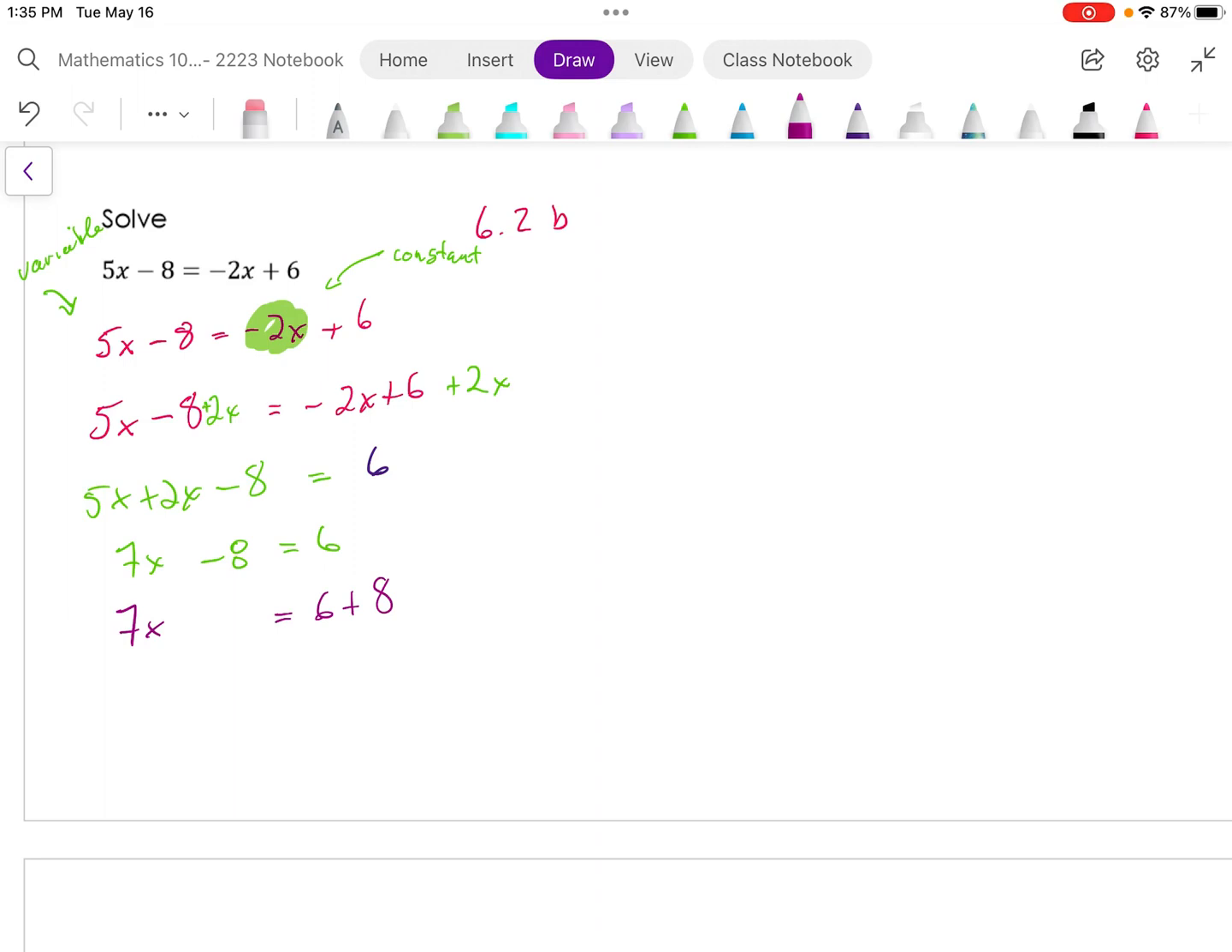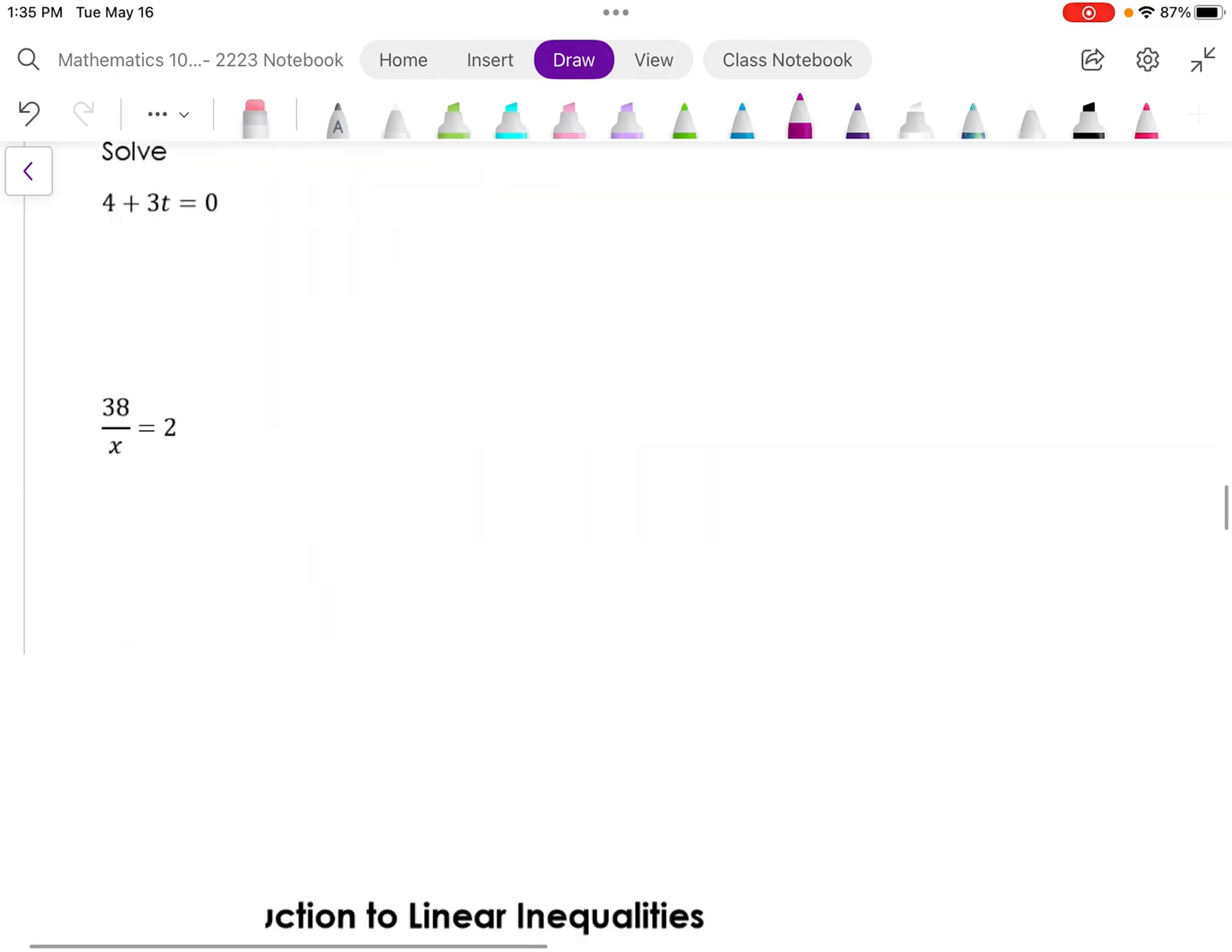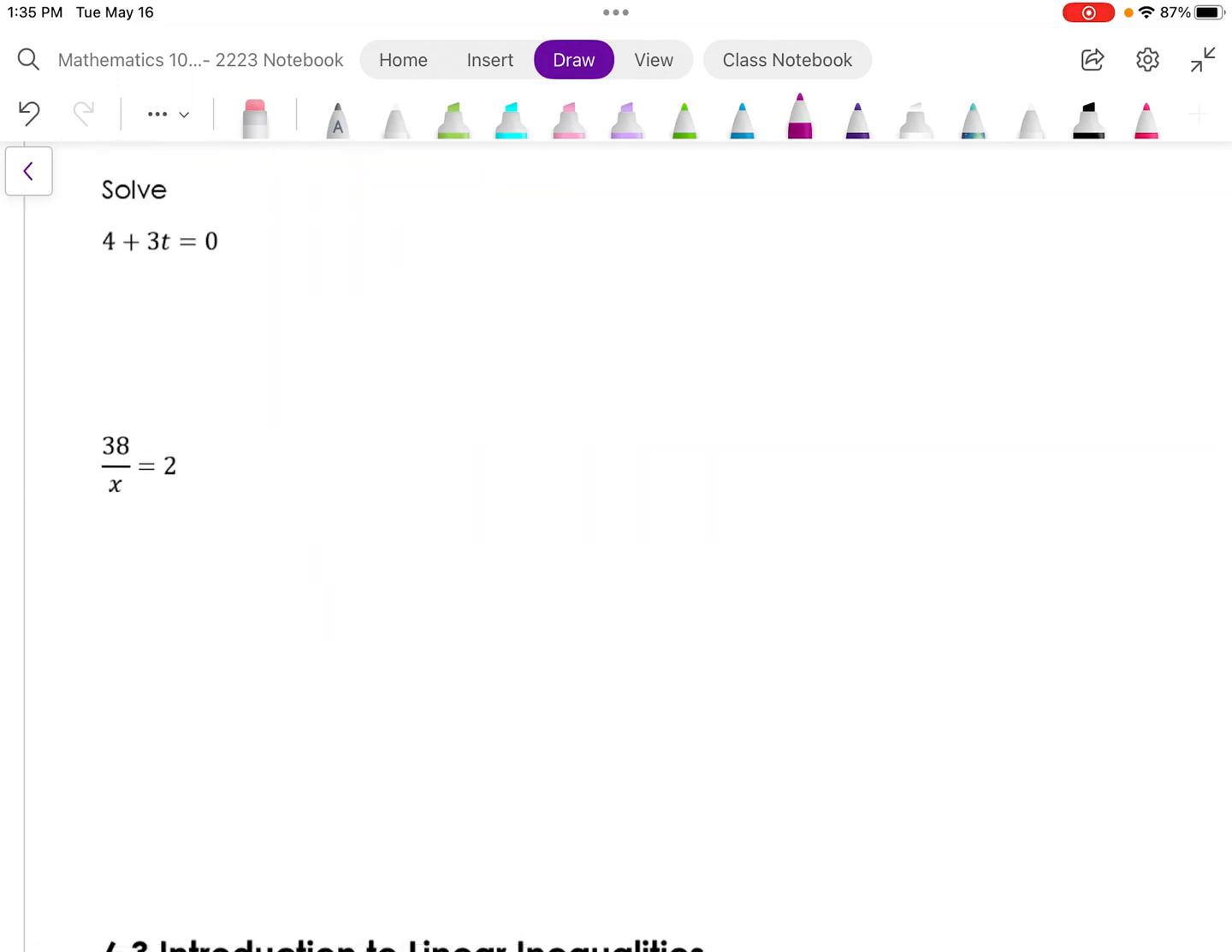And what we have is 7x is equal to, I'm going to add the right-hand side, that's 14. So we're getting pretty close. Now, this is 7x is equal to 14. What I can do is divide both sides by 7. And when I do that, it's x is equal to 2. Right, move on to the next question.